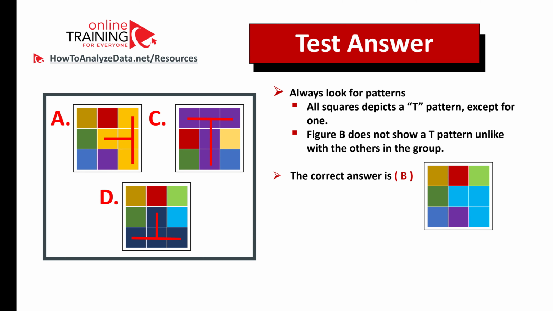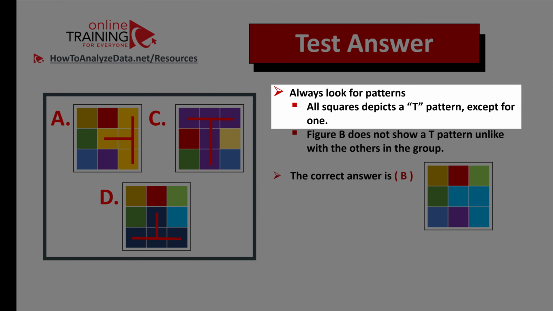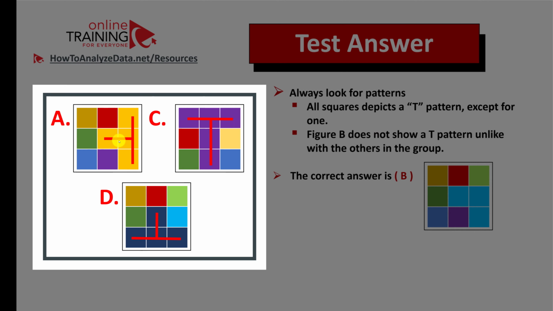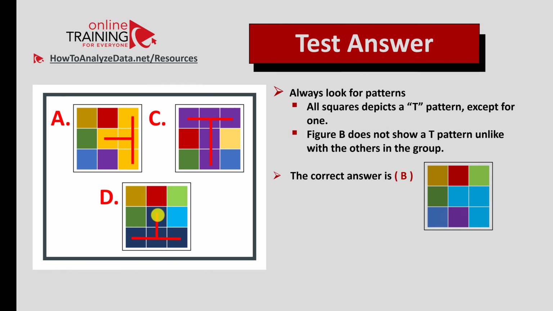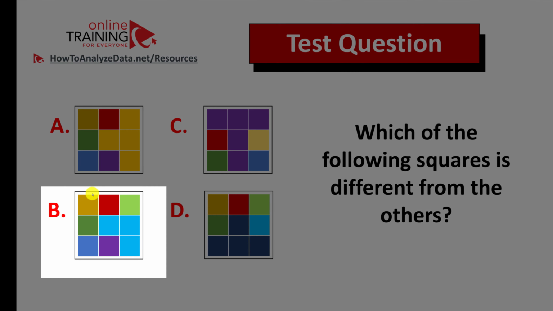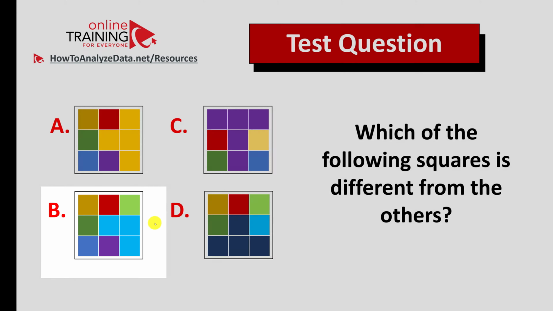My recommendation to you is always look for patterns. All squares here depict a T pattern, except for one. You see that square A has a yellow T pattern, square C has a purple T pattern, and square D has a dark blue T pattern. If we look back, square B does not have any T patterns. So this square is substantially different from the others.